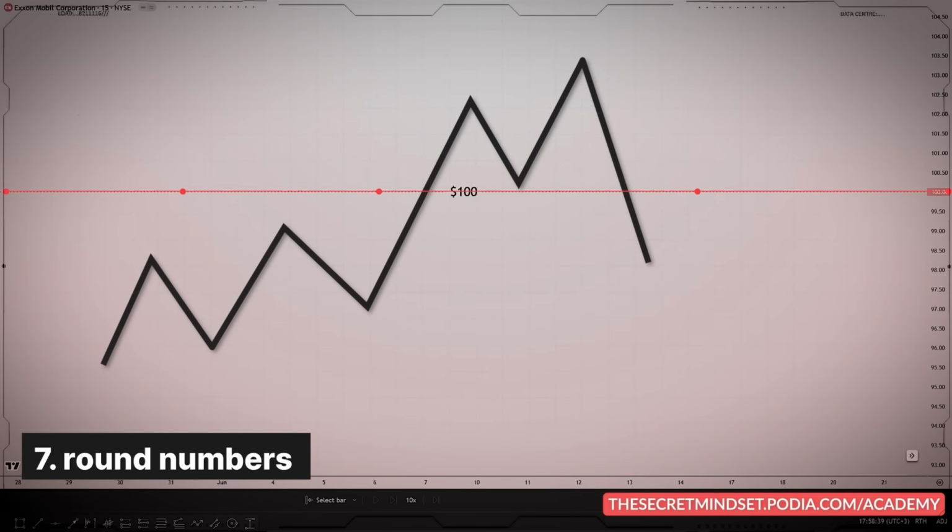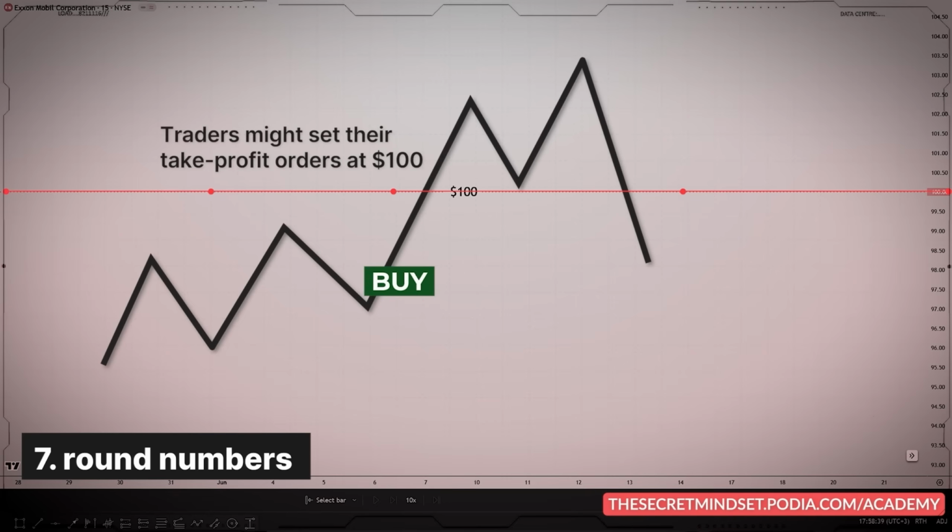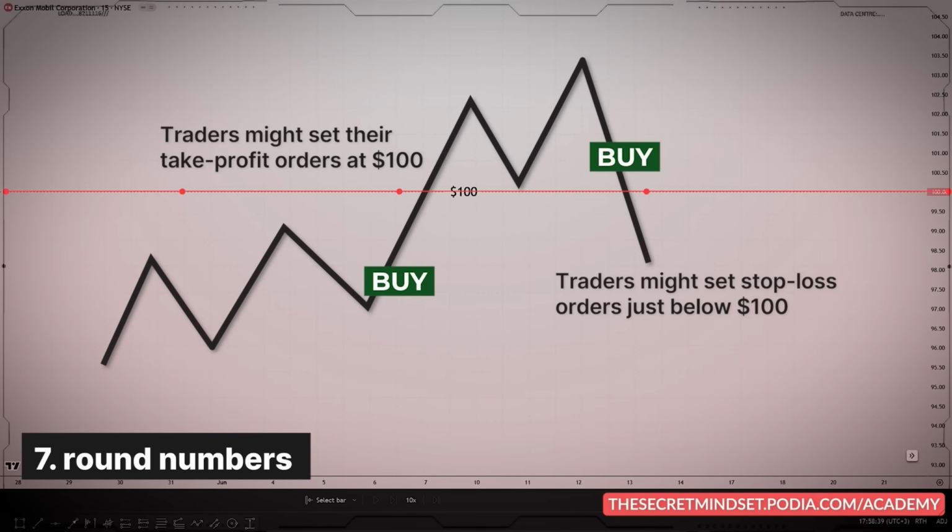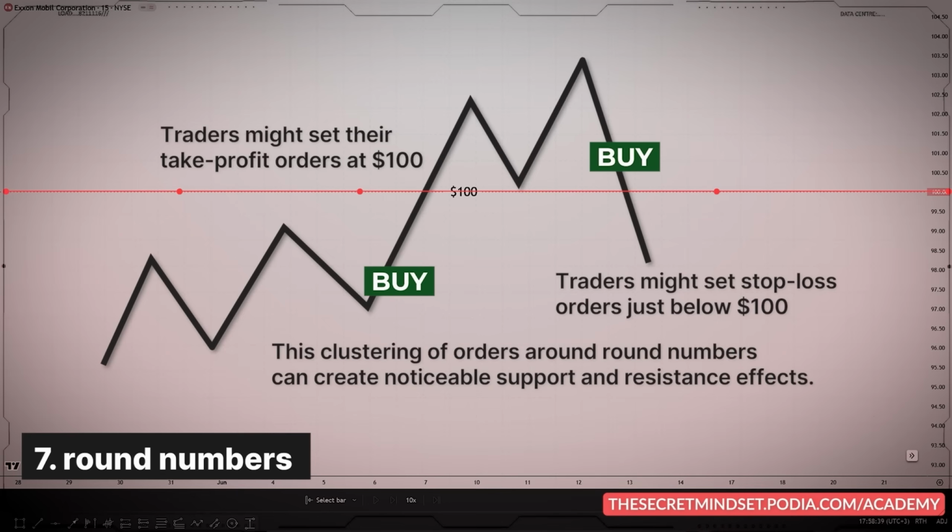Round numbers often act as psychological support and resistance levels. For instance, many traders might set their take-profit orders at $100 if a stock is approaching that level from below, or they might set stop-loss orders just below $100 if the stock is trading above it. This clustering of orders around round numbers can create noticeable support and resistance effects.